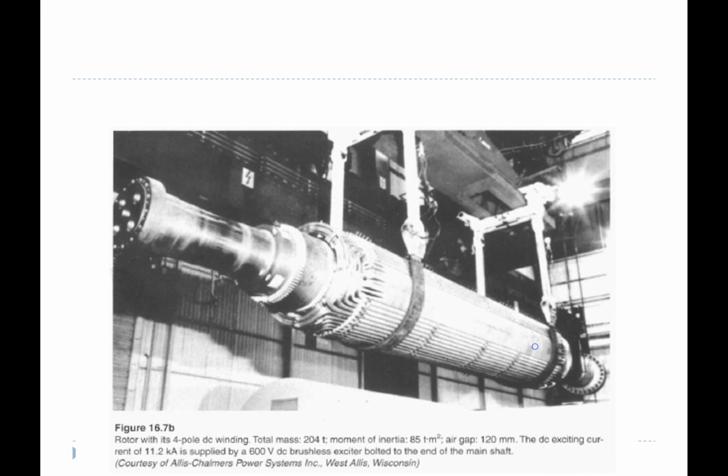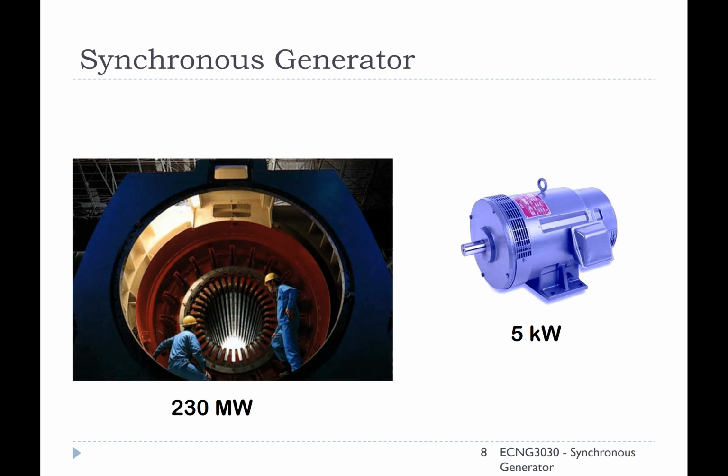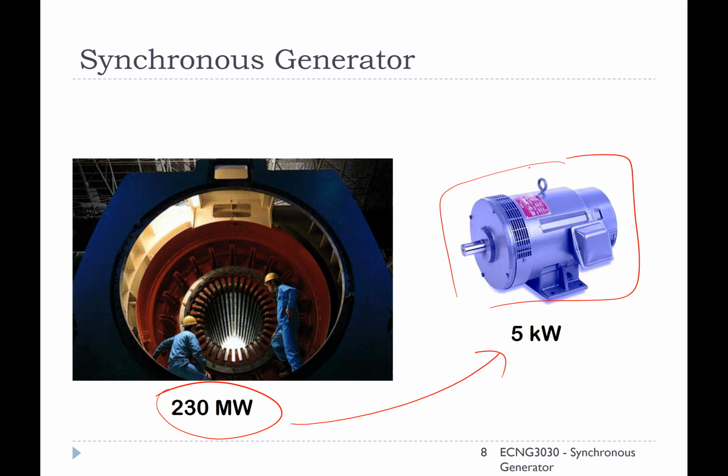machines. And this is another picture showing a rotor coil with a 4-pole DC winding. Just to give you some idea of how big these are, this one is 230 megawatts, and you have someone standing on the inside of it, and you could get them from that all the way down to 5 kilowatts, which are the little sort of machines we might have in the lab.